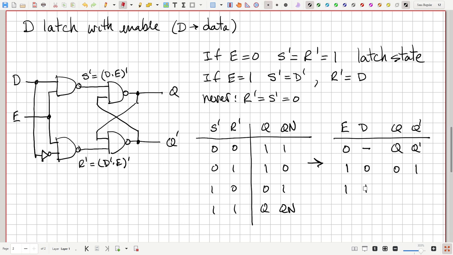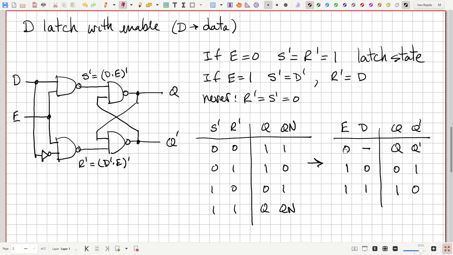If D is equal to 1, then R prime is 1 and S prime is 0. That's this row right here. And Q is equal to 1, Q prime is equal to 0. So that's our truth table. So notice what this does.